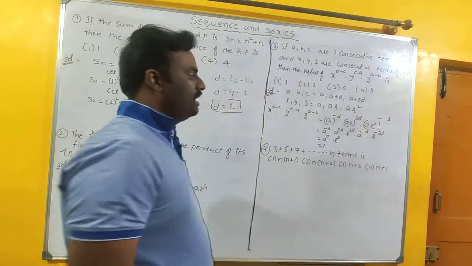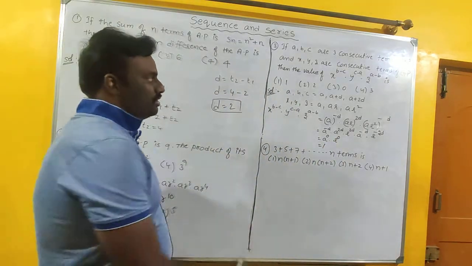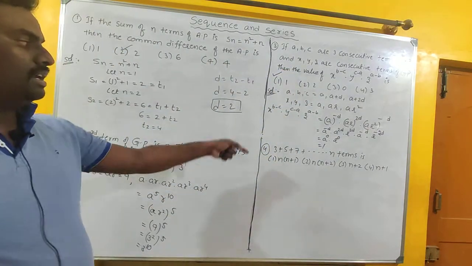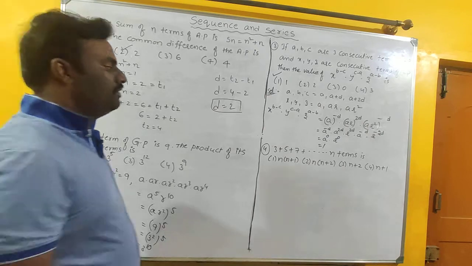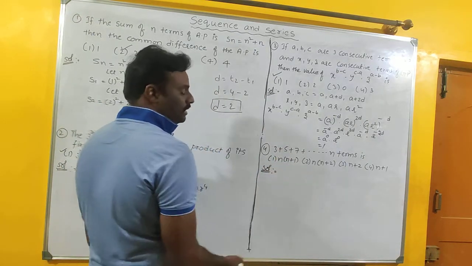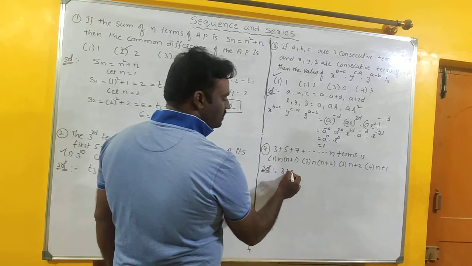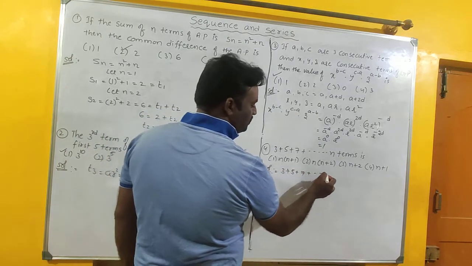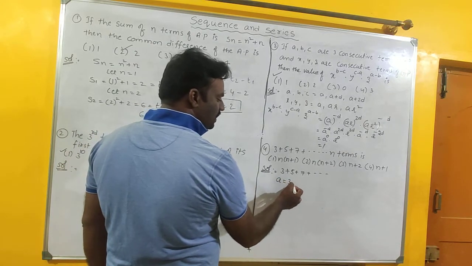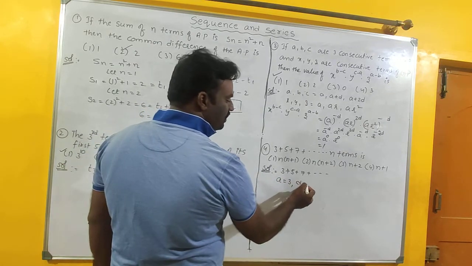The answer will be equal to 1, because anything to the power 0 is 1, so option 1 is the correct answer for this question. Next we will discuss the fourth question. In the fourth question, this is very easy. This is an arithmetic progression: 3 plus 5 plus 7 plus, and so on. In this arithmetic progression, the first term is a, that is 3, and the common difference is 2.